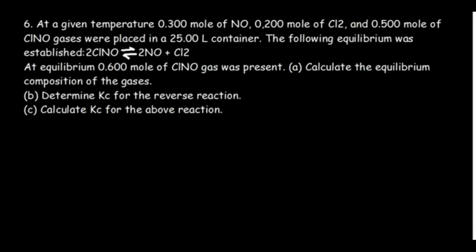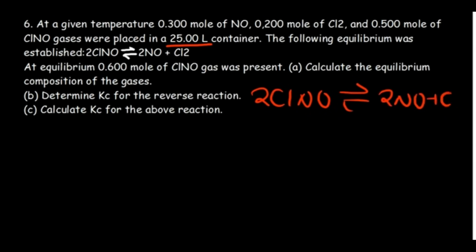Question 6. At a given temperature, 0.3 mole of nitric oxide, 0.2 mole of chlorine, 0.5 mole of nitrosyl chloride gases were placed in a 25 liter container. The following equilibrium was established. So our actual reaction is represented by this equation. Okay. So we are told that at equilibrium we had 0.6 mole of that. So calculate the equilibrium composition of the gases. Determine the Kc for the reverse reaction. Calculate the Kc for the above reaction itself. Okay.